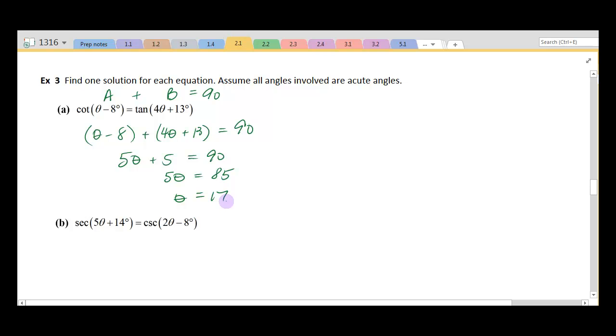Okay, so you can see then that we're using the idea that if I know two things are cofunctions of each other, in other words, if I use the definition of cofunctions, then their angles are complementary of each other. So let's try that again on this particular equation, and I challenge you, go ahead and stop the video and let's come back together and see if we can come up with the exact same answer.